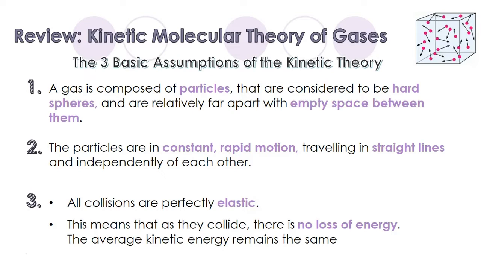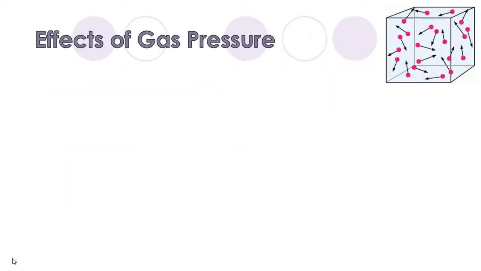And the third assumption is that when these particles collide with one another, the collisions are perfectly elastic. That means that as they collide, there's no loss of energy and the average kinetic energy remains the same. So in general, if you take a look at this image right here, this quickly explains the kinetic molecular theory. Using the kinetic molecular theory and those three basic assumptions, we can predict effects of gas pressure. So we're going to talk about some causes and then talk about their effects.